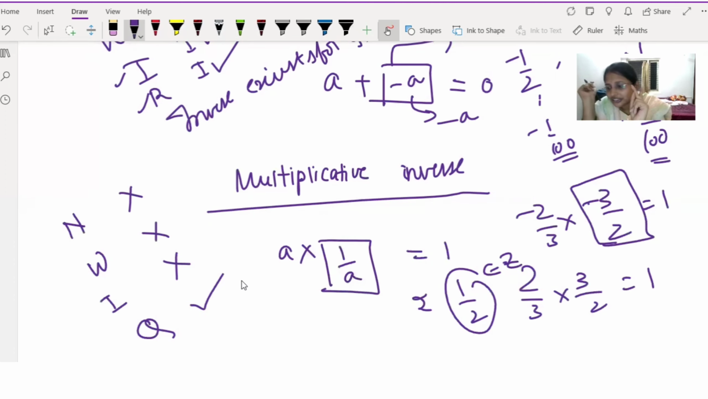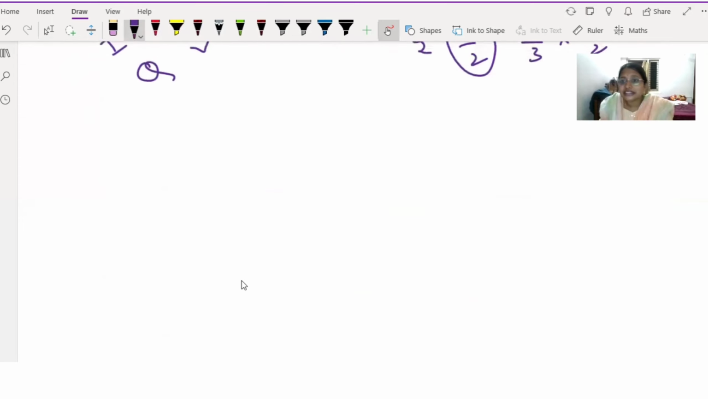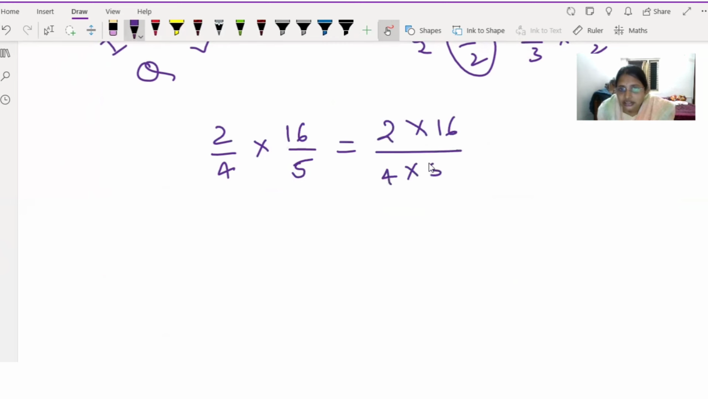Two things I would like to discuss. One is multiplication of rational numbers. Another is division of rational numbers. Process to multiply two rational numbers: product of numerators by product of denominators. Simplify if anything can be simplified. Multiply the numerators and write the answer. Multiply the denominators and write the answer.